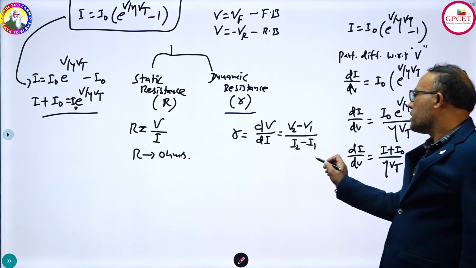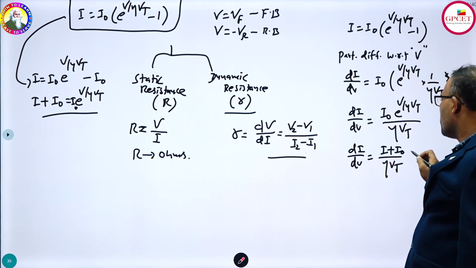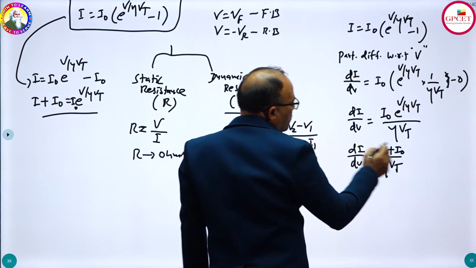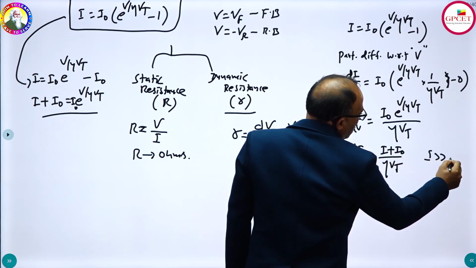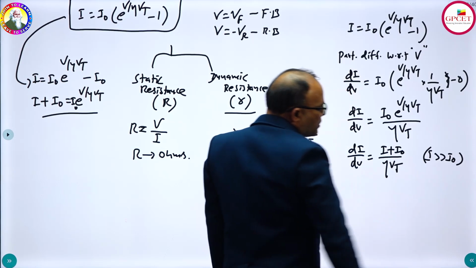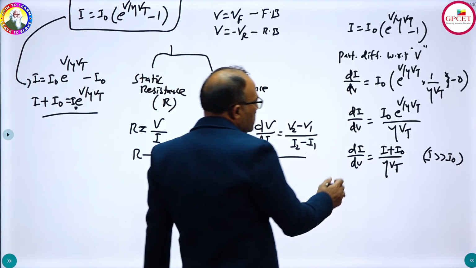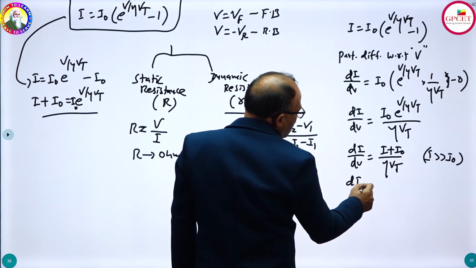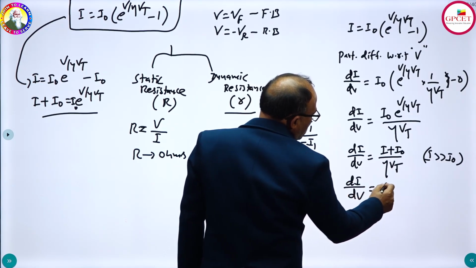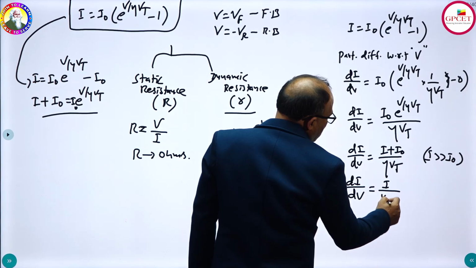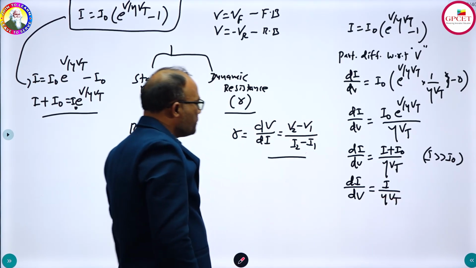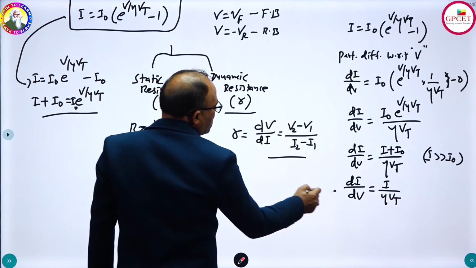So always remember, the current I is much greater than I naught. Because reverse saturation current I naught is in microamperes, whereas I is in milliamperes, I is always much greater than I naught. Therefore, I can neglect the reverse saturation current and get only the I value as I divided by eta Vt. So substitute this value in this equation.